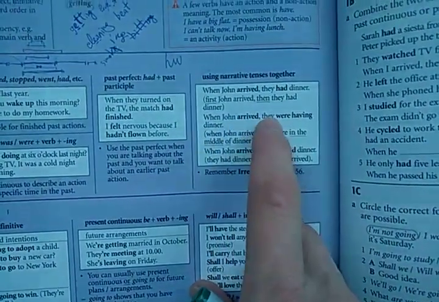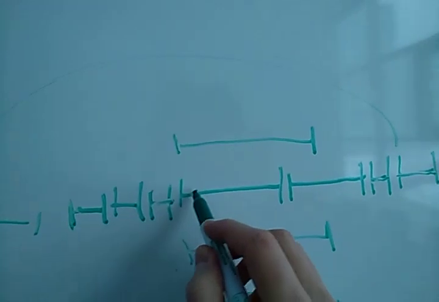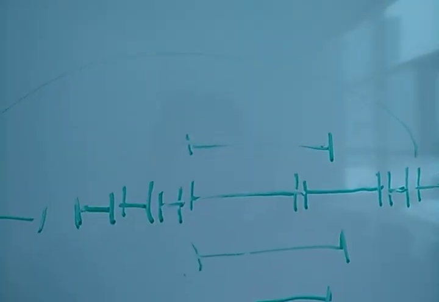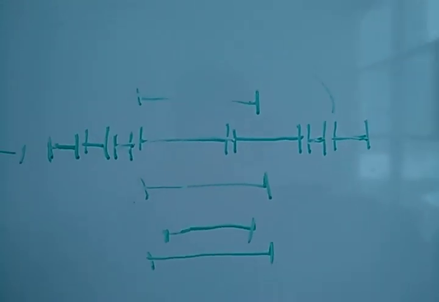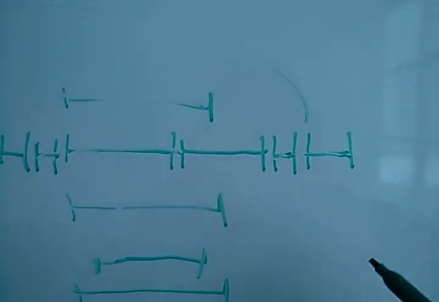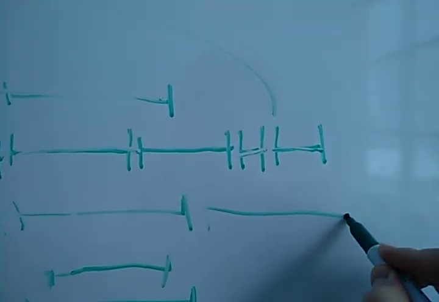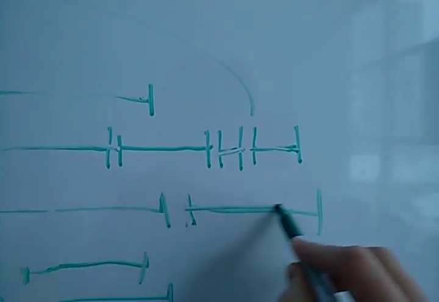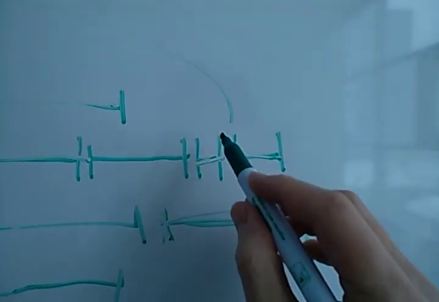When John arrived, they were having dinner. This is again simultaneous actions. By the way, if the two actions are long, I would use past continuous in formulating both. But if one of the actions is short and the second is long, but they happened simultaneously, I would use past continuous for the longer and the past simple for the shorter. That's what I would tell my students.